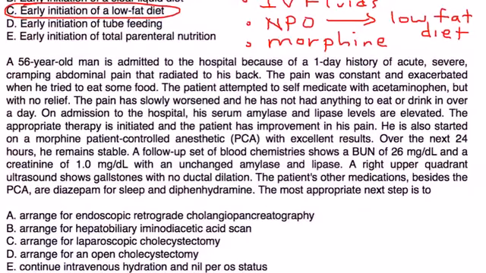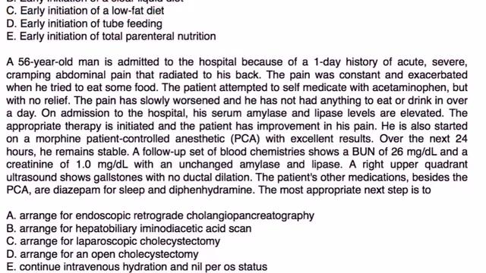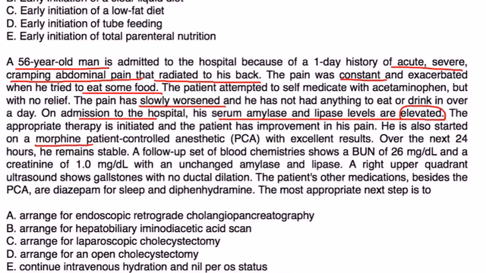And then finally, a 56-year-old man is admitted to the hospital because of a one-day history of acute severe cramping abdominal pain that radiated to his back. Pain was constant and exacerbated when he tried to eat some food. Patient attempted to self-medicate with acetaminophen, but with no relief. Pain has slowly worsened, and he has not had anything to eat or drink in over a day. On admission to the hospital, serum amylase and lipase levels are elevated. The appropriate therapy is initiated and the patient has improvement in his pain. He's also started on morphine with excellent results.